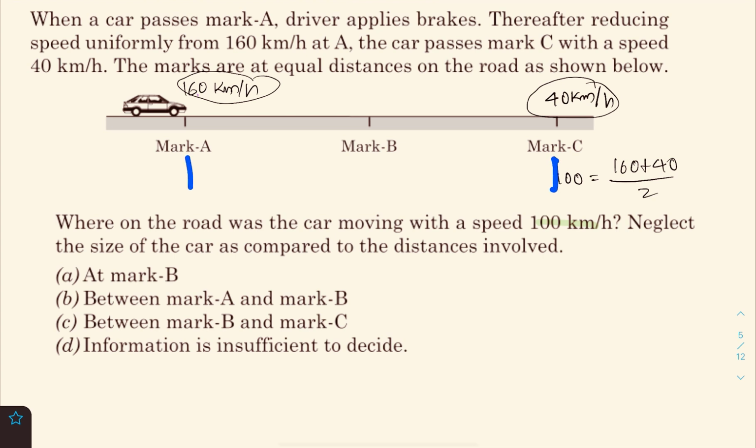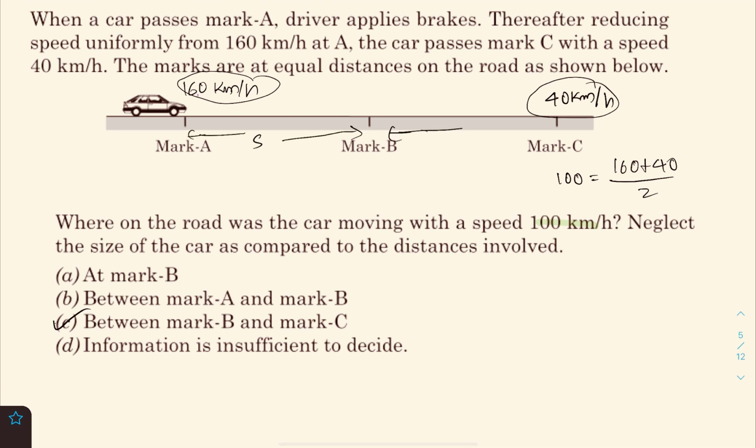If from here to here, whatever time it takes, let's say t naught, at t naught by 2 the speed will be 100. So definitely we know that at point B the speed will be greater than 100. So the speed 100 km per hour, where will it be on the road? It will be between mark B and C. And if you want, you can do it by calculation also.